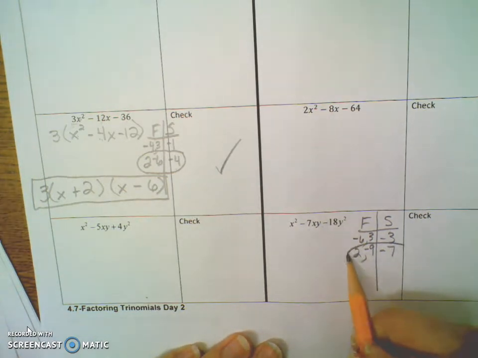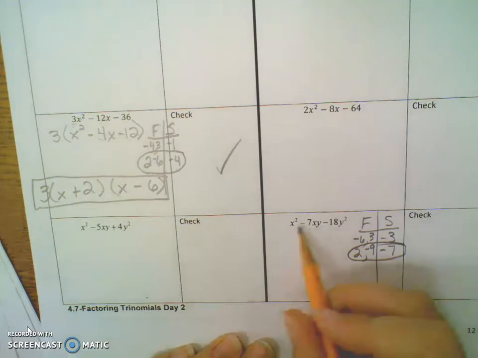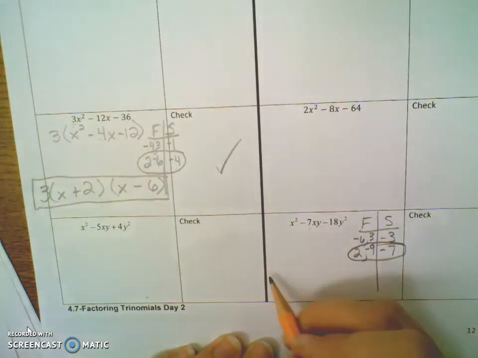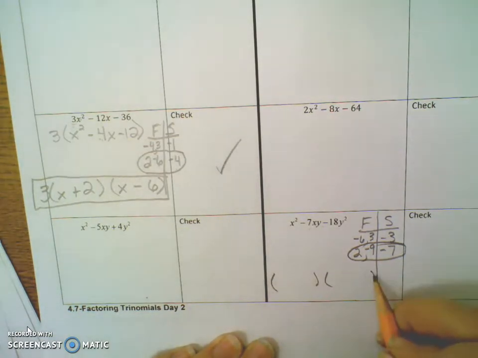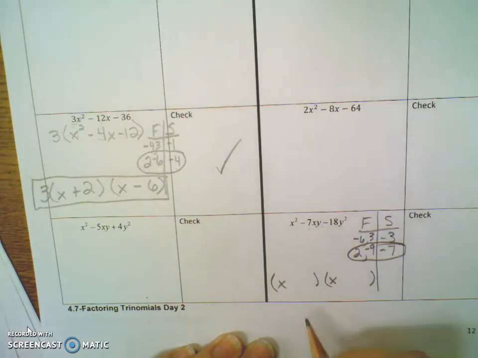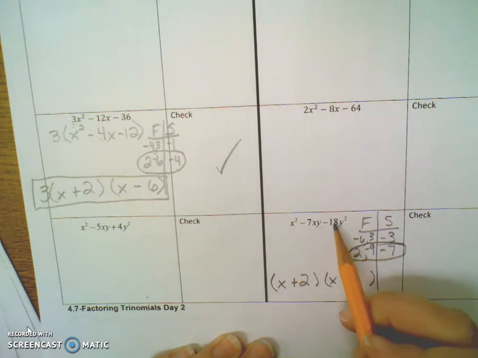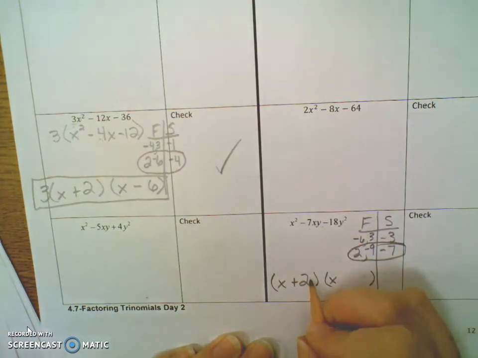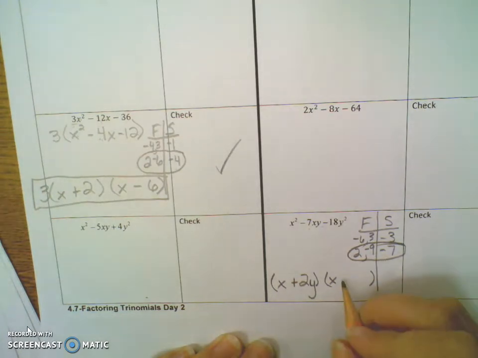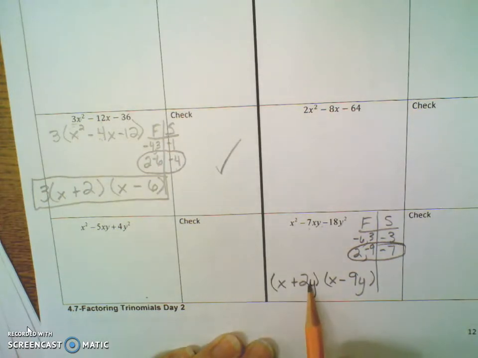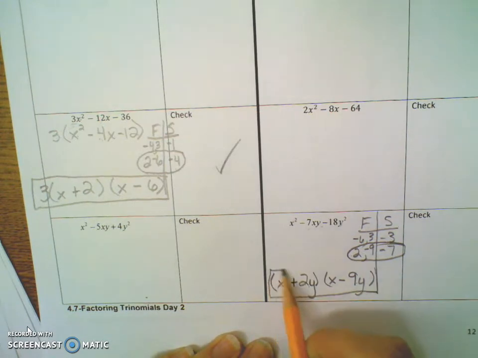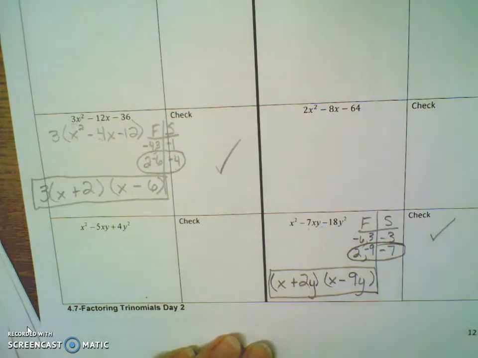So this is what's going to help us. We can't factor anything out. There's nothing in front of the x, so we're just going to do our parentheses, and we have x and x. Now I'm going to put plus 2, but notice this is going to be -18y squared. So I'm going to put a y on there, and then over here with my -9, I'm going to put a y here, because when I multiply those together, that's going to give me -18y squared. And if you run through the check, it does work.